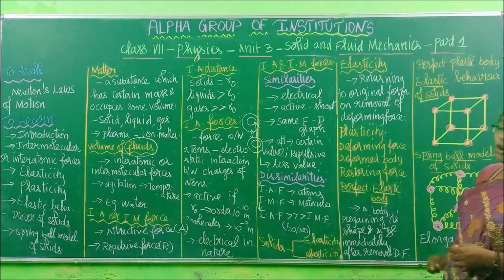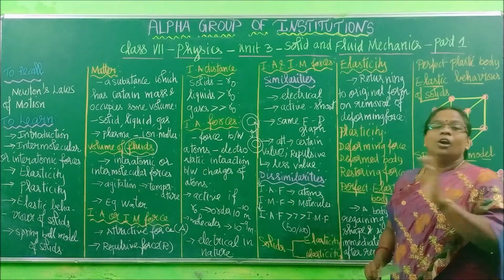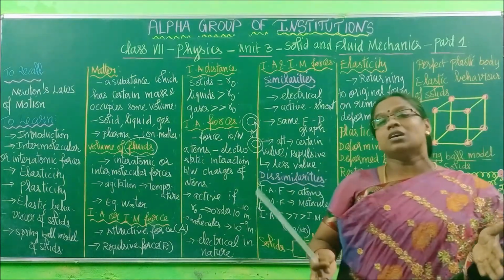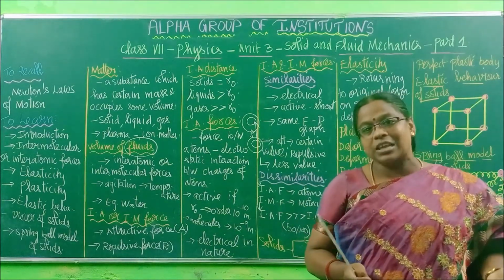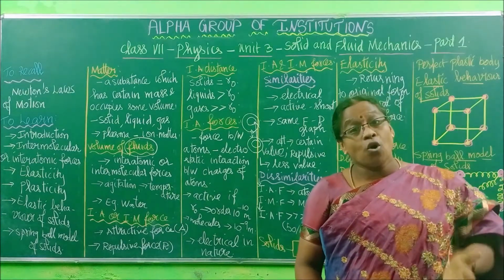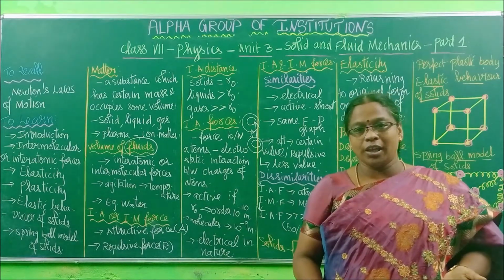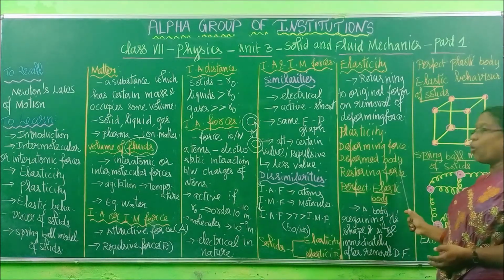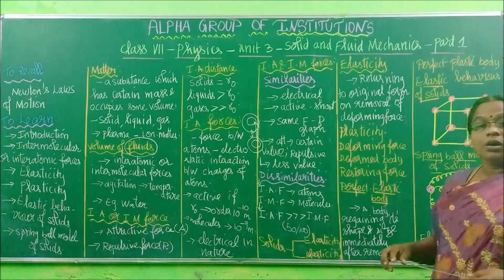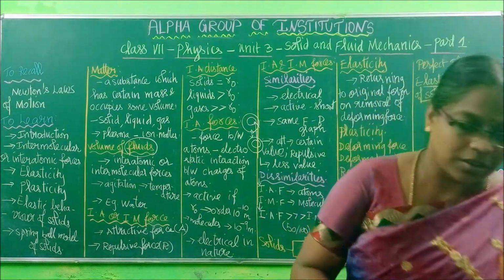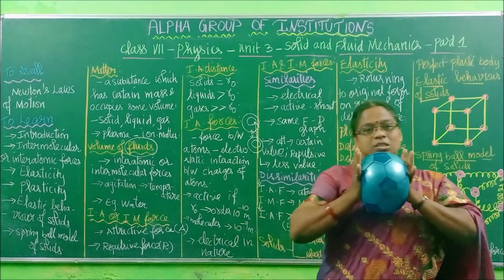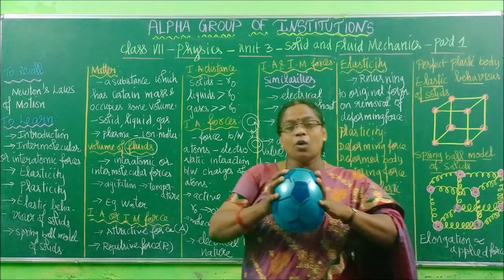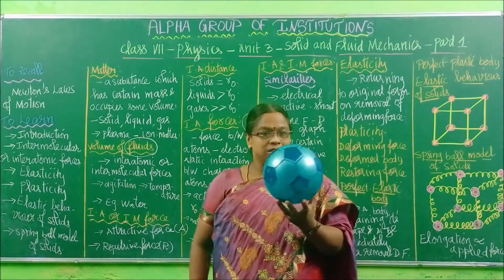So regaining means elasticity, not regaining means plasticity, and the force which changes the shape and size is called deforming force. If the force changes the shape of a body, then that body is called a deformed body. Okay. Now I'll ask you a question. Now I'm pressing this body. What force am I giving? Deforming force. Now it is regaining, which is elasticity.